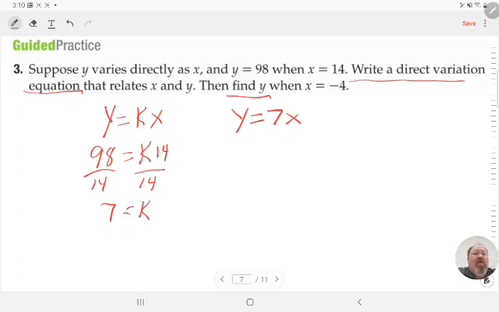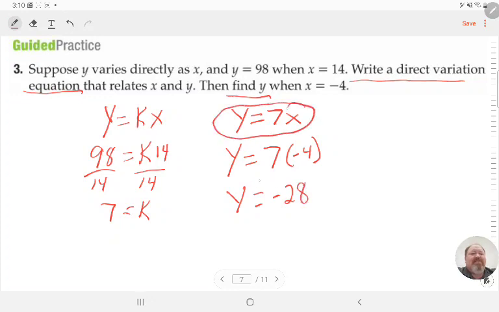Now I'm supposed to find y when x is -4. So y equals 7 times -4, or y equals -28. So these are my two answers. And that problem is solved.